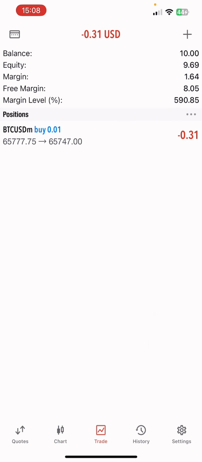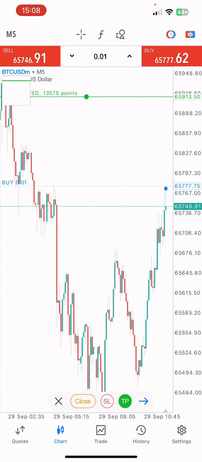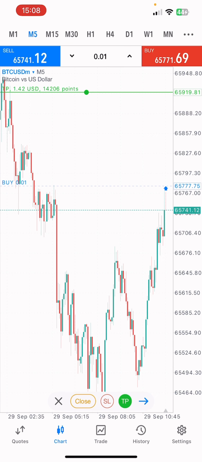One thing you see now: for you to open those 0.01 here is like 1.64. The reason is we are using very high leverage, 1:2000. So let's say you basically want to set your take profit and all. You can just go ahead and set your take profit.